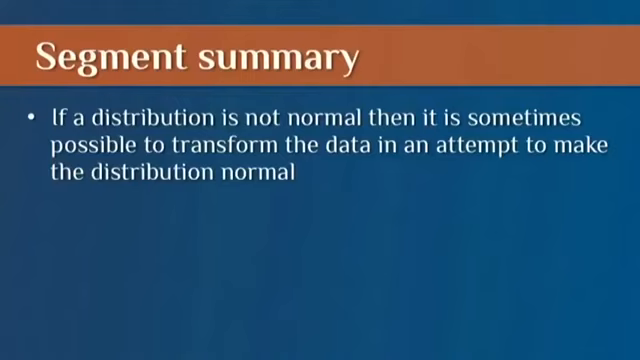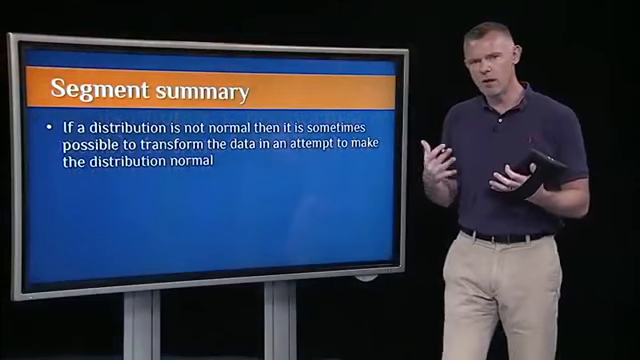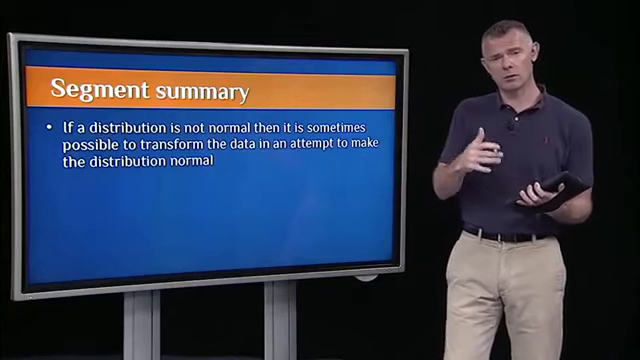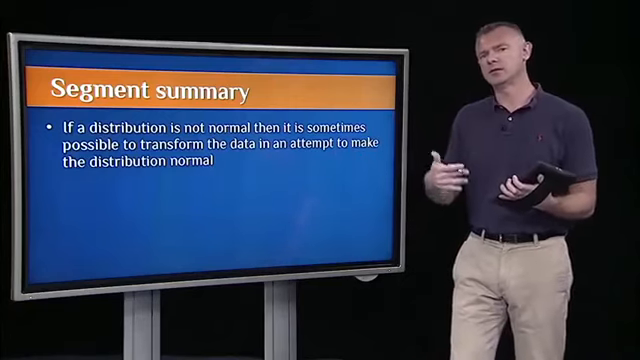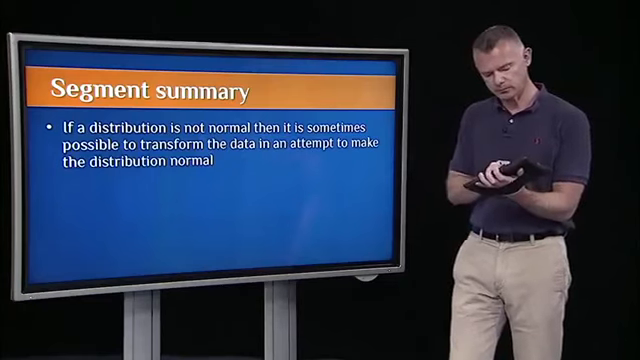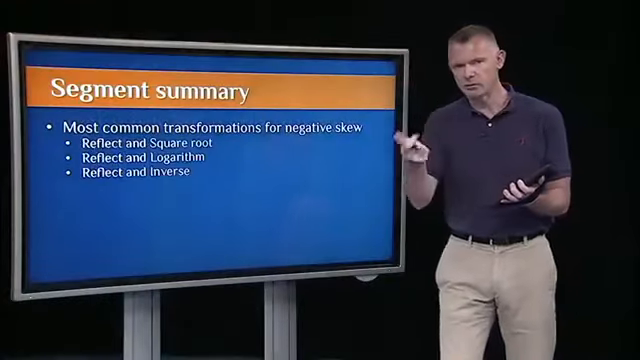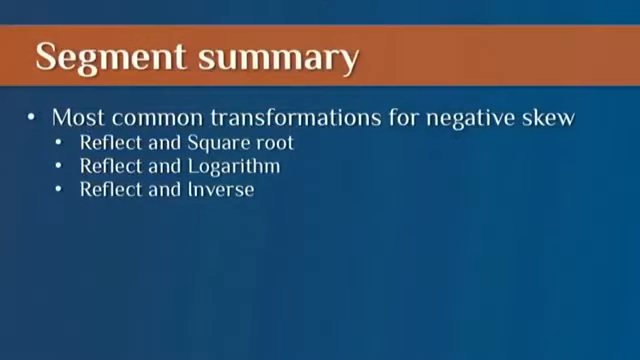So to summarize this segment, oftentimes you'll look at a distribution and you'll say, well, that distribution doesn't look quite normal. And you might look at the summary statistics and see that you have a skew value greater than 3 or a kurtosis value greater than 10. And you might want to apply a data transformation to see if you can make it look more normal, which will allow you to apply the statistical procedures that we've covered in this course. Again, the most common transformations are the ones I showed you: square root, log, and inverse. And for negative, you just reflect and then apply those same transformations.